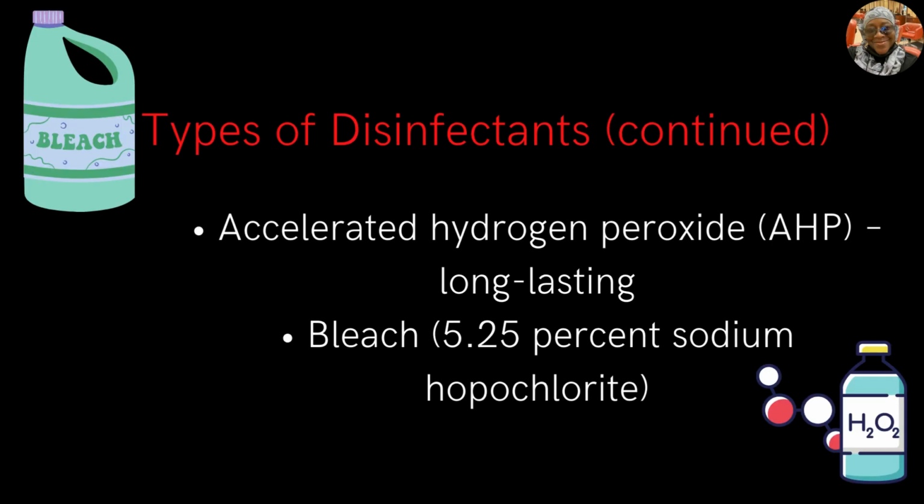Types of disinfectant continues. Accelerated hydrogen peroxide, AHP, which is long lasting. We have bleach, 5.25% sodium hypochlorite. Well, H2O is water, and H2O2 is hydrogen peroxide.